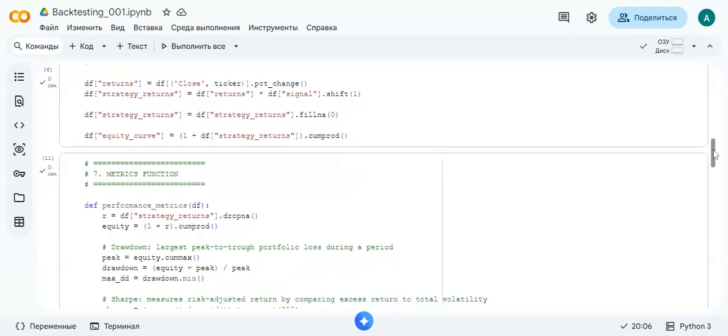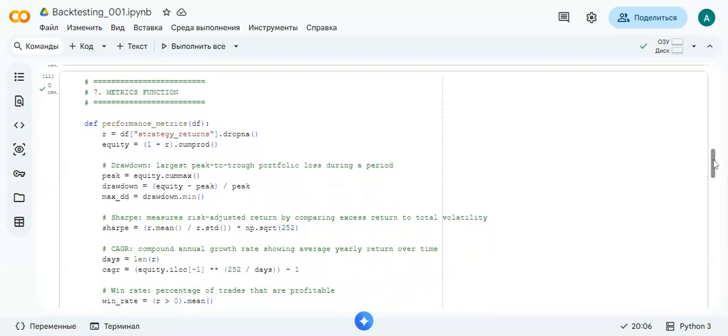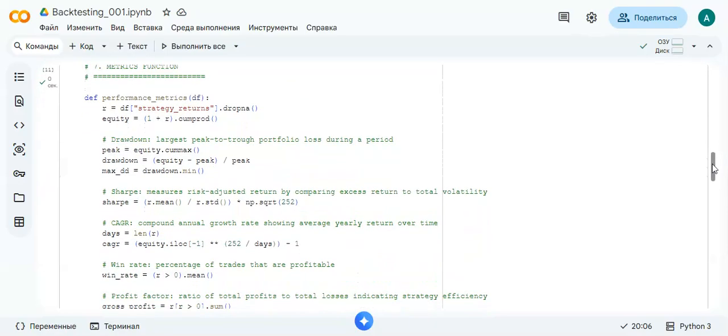Okay, so in this block of code, I will not go into the technical details of the function which we define here, but I'll just stop on key metrics, which I think are very important for every backtesting video, or backtesting analysis. And the first one is drawdown. Basically, it is maximum drawdown, but let's call it drawdown.